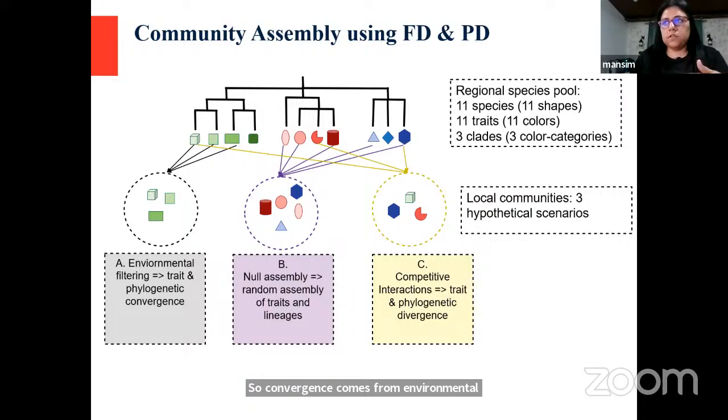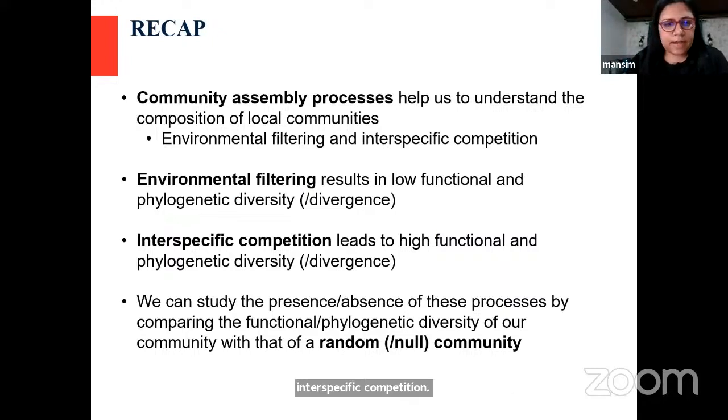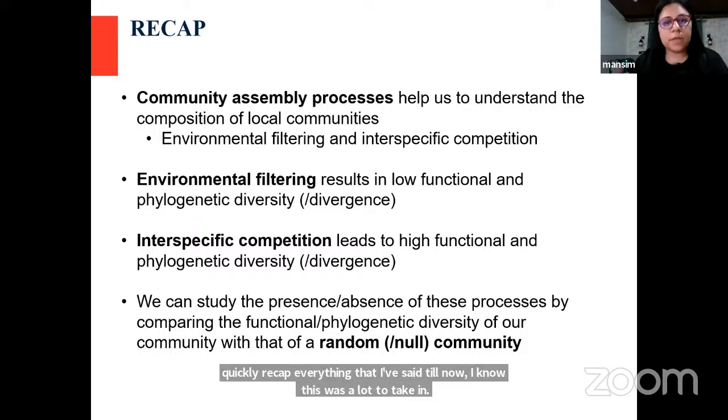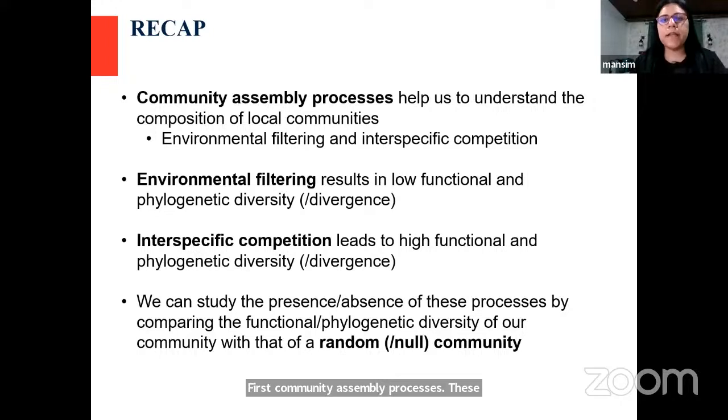So if we can just quickly recap everything that I've said till now, I know this was a lot to take in. First, community assembly processes. These are processes that help you understand how communities are assembled. That is, they help you understand how communities change with environment. Two most commonly type of community assembly processes are environmental filtering and interspecific competition.